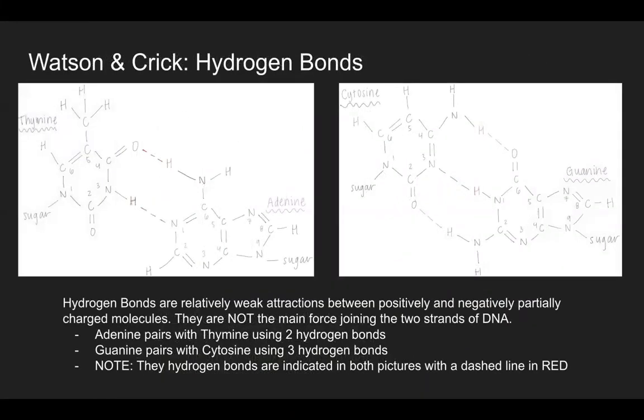Hydrogen bonds are relatively weak attractions between positively and negatively partially charged molecules. They are not the main force joining the two strands of DNA. Adenine pairs with thymine using 2 hydrogen bonds, guanine pairs with cytosine using 3 hydrogen bonds.